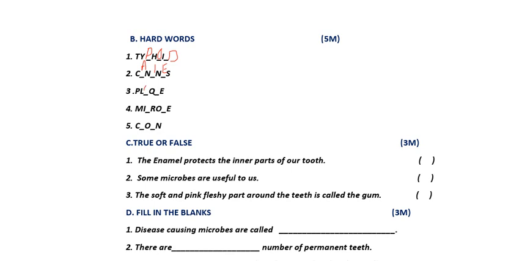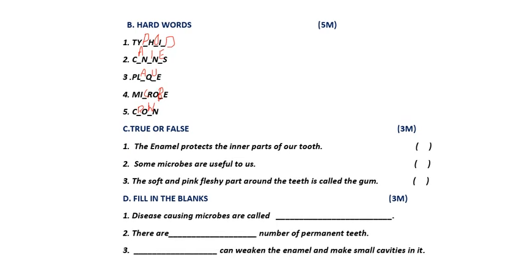Third one is plaque. P-L-A-Q-U-E. Next one is microbe. M-I-C-R-O-B-E. This is B. Don't think R. Next one is crown. Spelling of crown, C-R-O-W-N. This is our crown spelling.